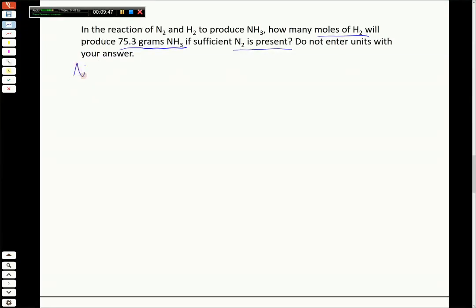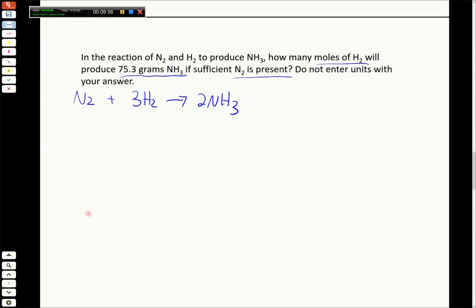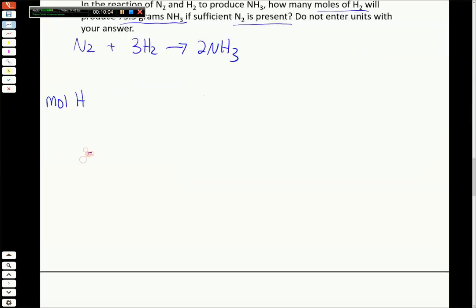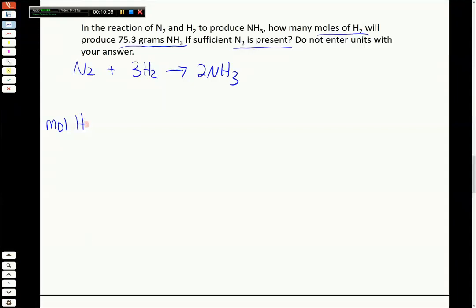So it's going to be the same chemical equation. N2 plus 3H2 going to 2 NH3. And what we're looking for here this time is moles of H2, not moles of N2. So that's what we're trying to find. Sorry, this keeps skipping on me. I don't know why. Okay, so we're looking for moles of H2. And we want to find how many moles of H2 are required to produce 75.3 grams of NH3.